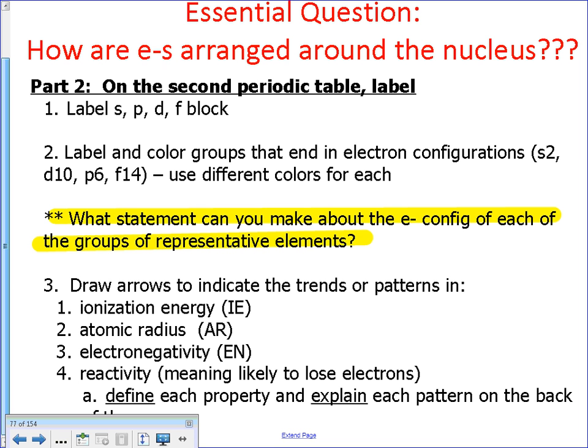the blocks that are S, P, D, and F block on the periodic table. You can totally ask a friend, because from the video, I think about 78% of us watched that. So label S, P, D, and F block on your periodic table. You can shade them all a different color. That's totally fine. And then each of the groups that end in these 4 electron configurations, so if they end in S2, D10, P6, and F14, I want you to just color code.